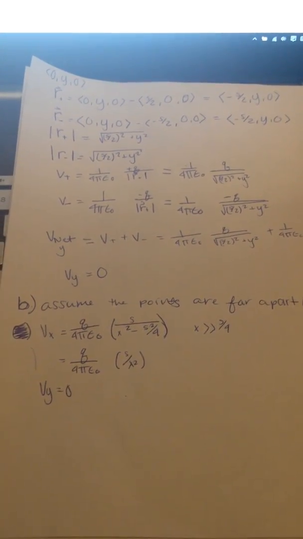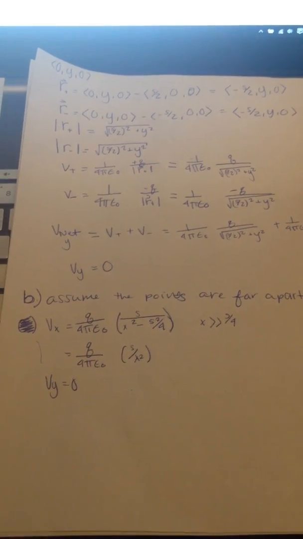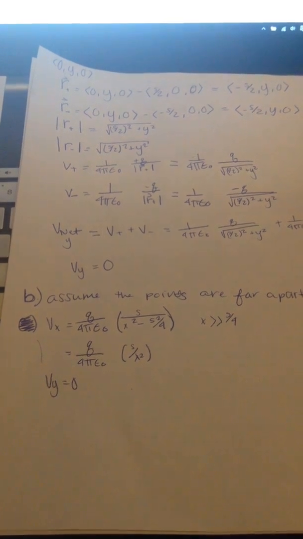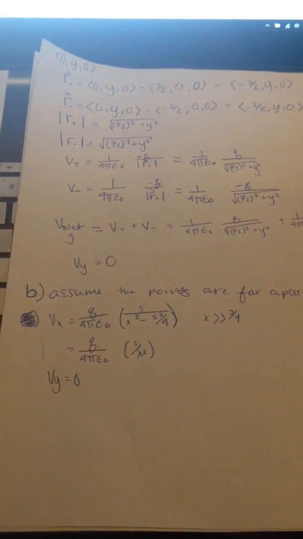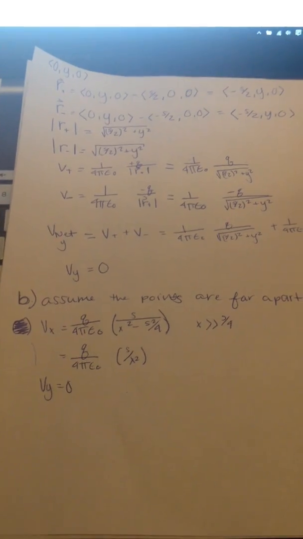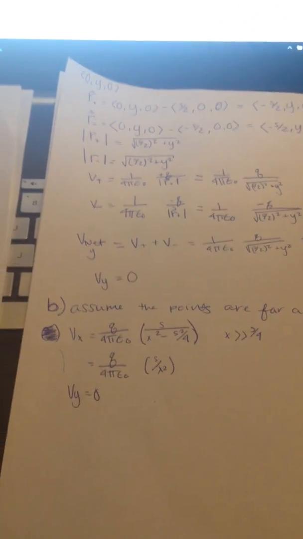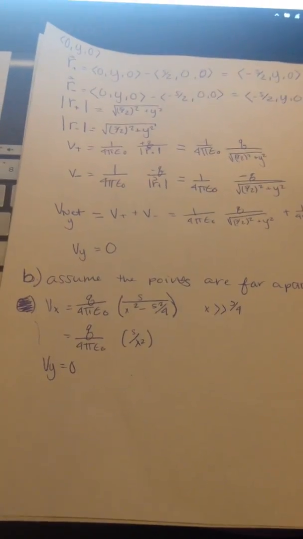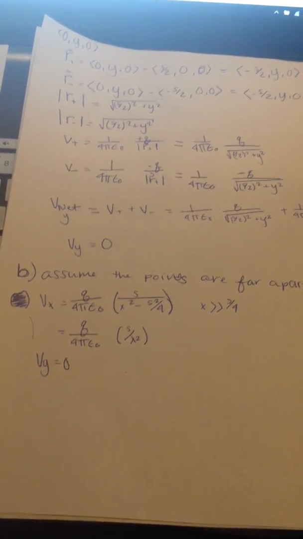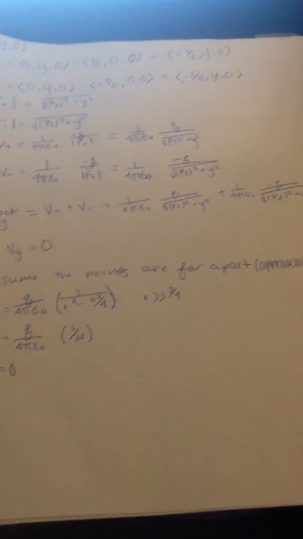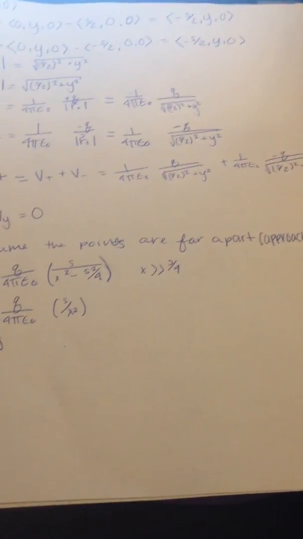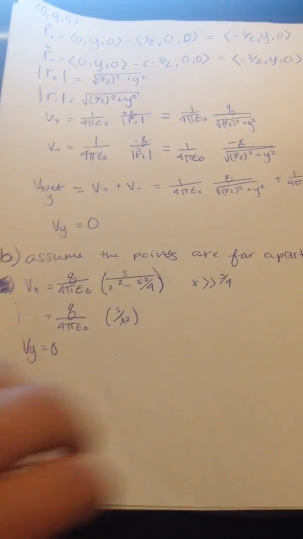For 49b, it's asking what the approximate values of V are at the locations in part A, where these locations are far from the dipole. So we're going to assume that the points are far apart, approaching infinity. That pretty much simplifies things, and then you just plug it in there and get that.